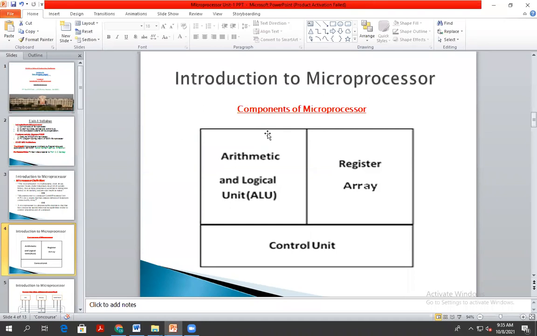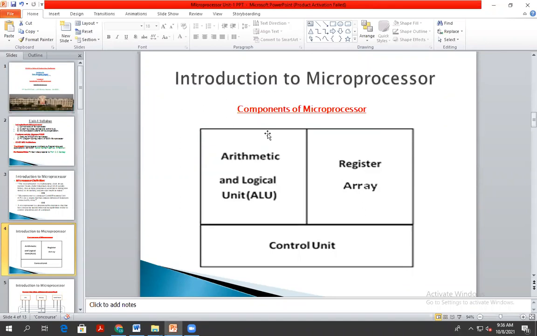And one more, that is the main component, whatever the arithmetic operations, logical operations, whatever performance tasks to do in the microprocessor, and all the management of the memory, it may be input output level, that is going to be controlled by a control unit. For example, in a human being, what is the main control? The control is the mind, right? So here the control unit acts as the mind in a microprocessor chip.